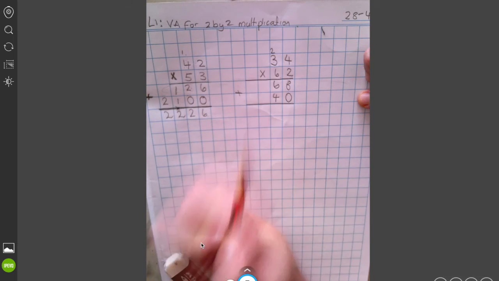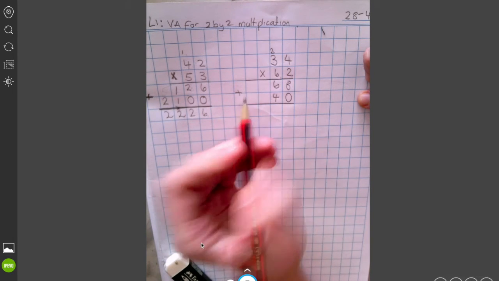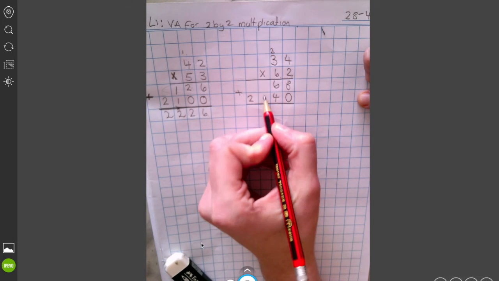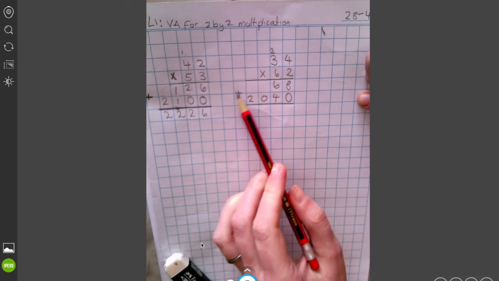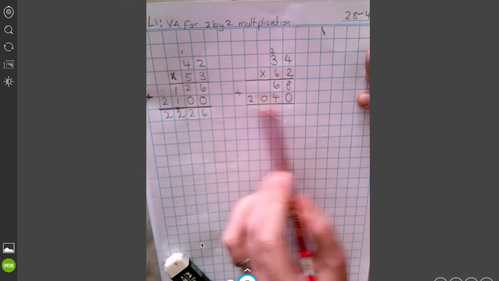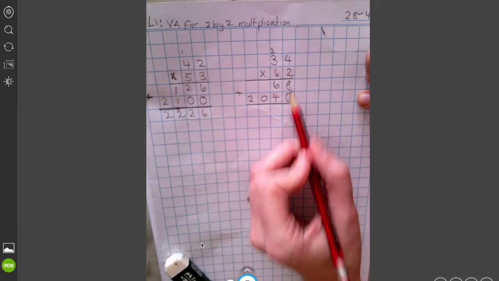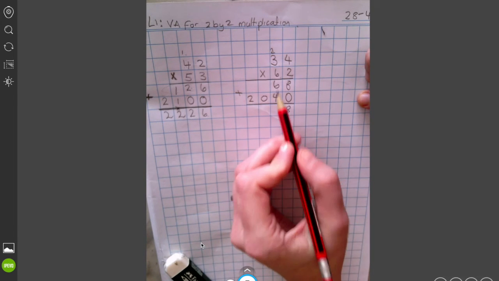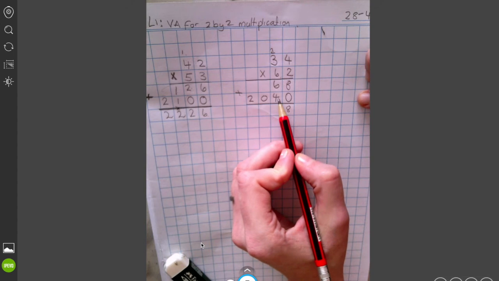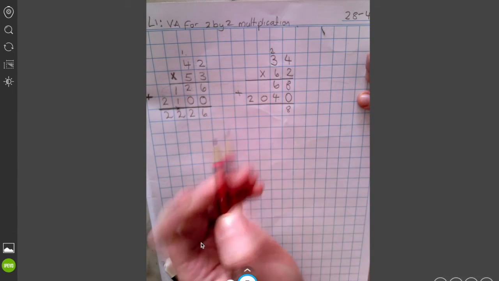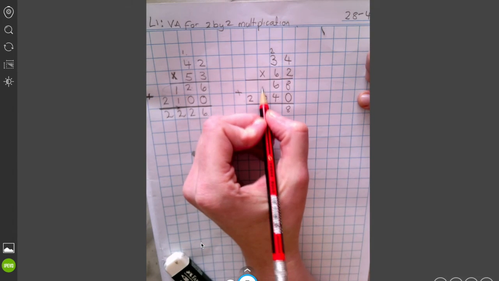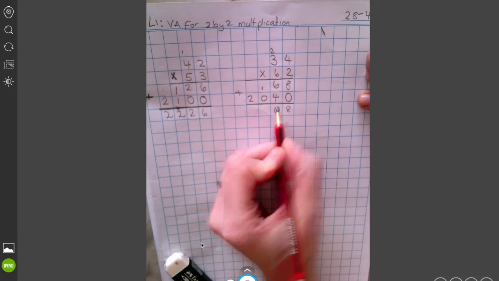6 times 3 is 18, plus 2 is 20. Right, so now my next step, remember, is to add these 2 numbers together to get my final answer here. So 8 plus 0 is 8. 6 plus 4 is 10. So I need to, just like a normal addition, put my 1 there and my 0 here.